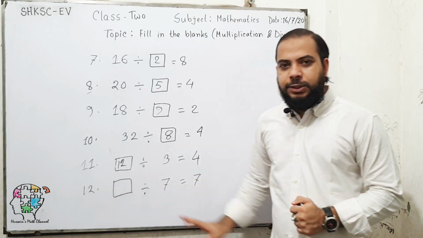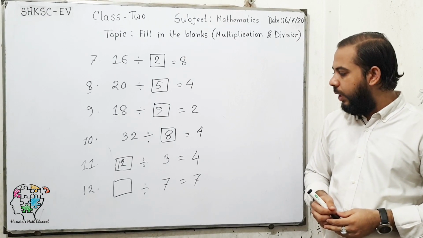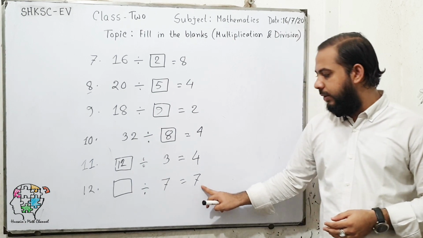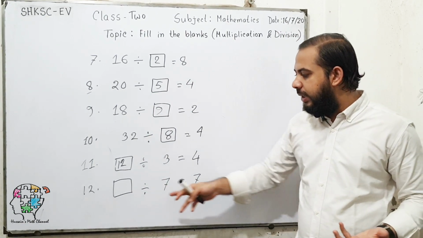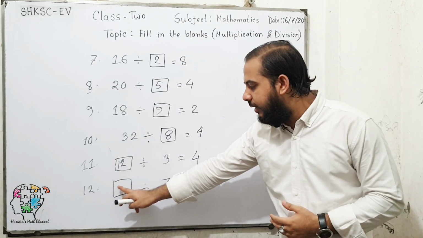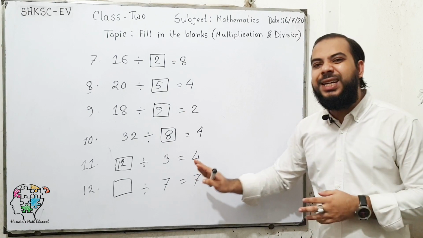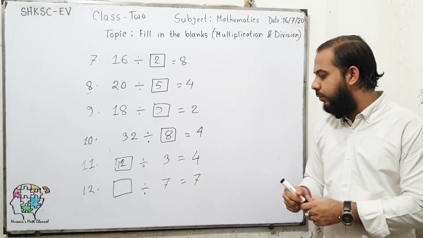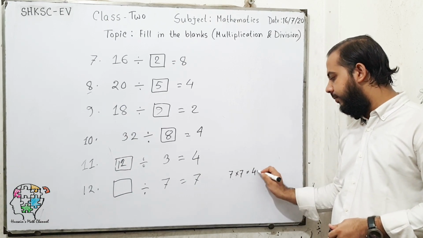Like this way, if you see the last question, question number 12: blank divided by 7 equal to 7. So I said just now that if blank is in the first position in a division problem, then you can multiply these two numbers. So 7 times 7. You just multiply 7 by 7. So 7 times 7 is 49.